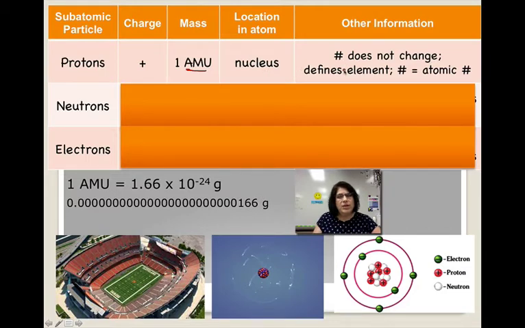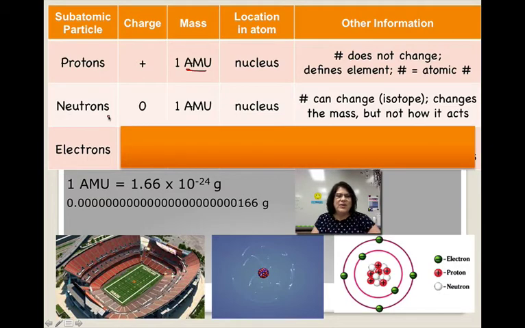And then under other information, the number doesn't change. Beryllium always has 4 protons. Carbon always has 6 protons. Whatever element it is is defined by the number of protons that it has. And we call it the atomic number. All right, neutrons are next. Neutrons have no charge. They're neutral, hence the name neutron. They still have the mass of 1 AMU, very similar to the mass of a proton, and they are in the nucleus. The number of neutrons in an atom can change, and it still can stay the same atom. Those are called isotopes. It can change the mass, but it doesn't really change its properties. It can make it radioactive, and that's a different unit.